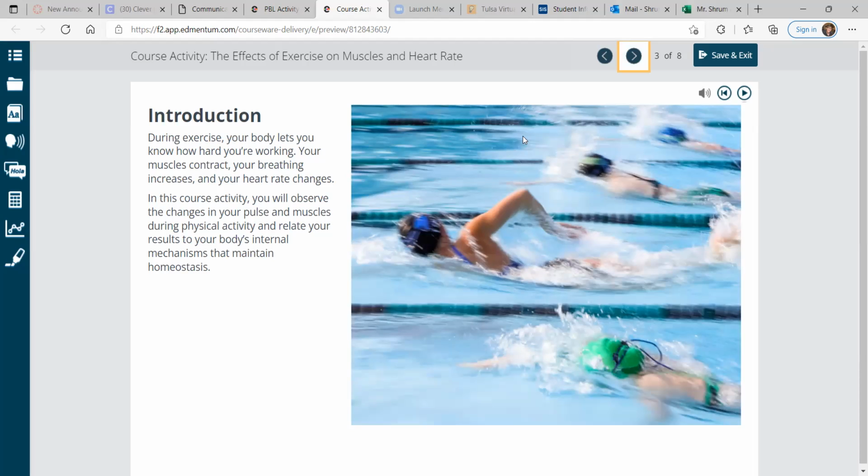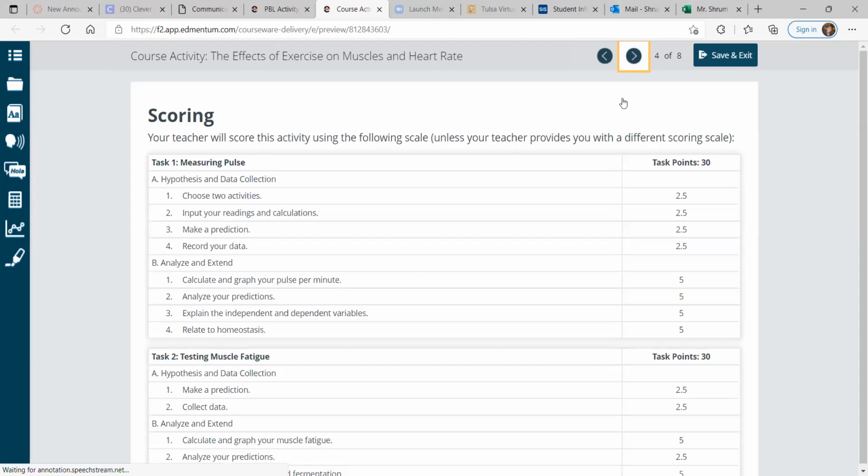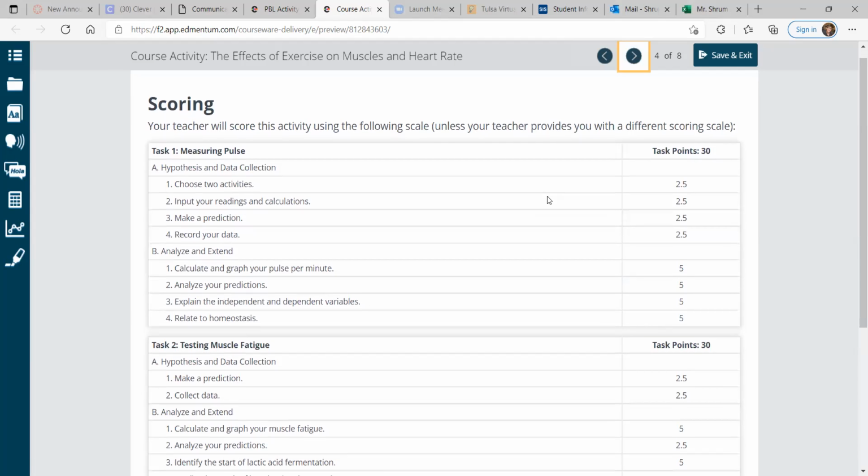Your body's always wanting to keep things relatively stable. So if you get too hot, you start sweating. If you get too cold, your body tries to heat itself up by restricting blood flow to certain areas and things of that sort.